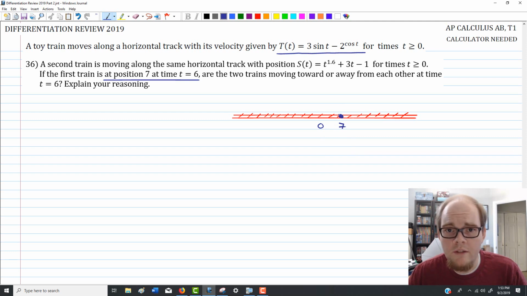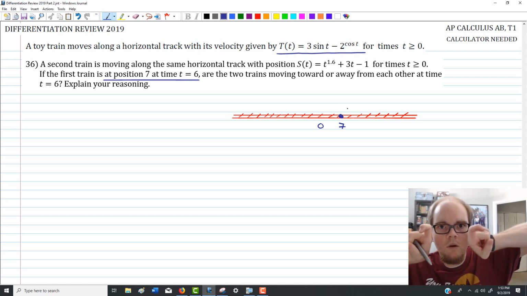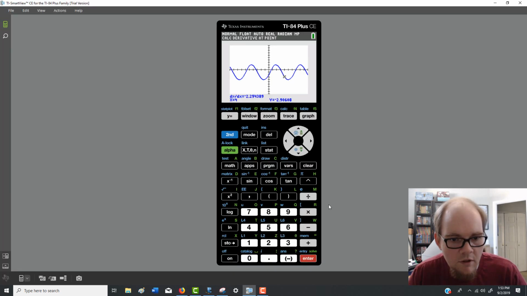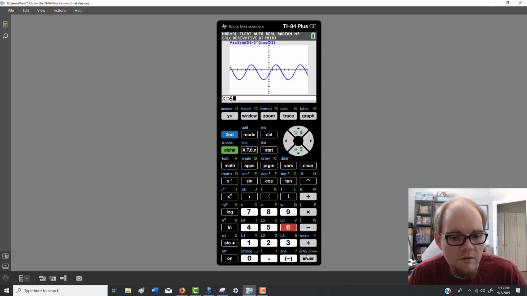Next, we want to figure out what direction that car's traveling, because we're trying to figure out are the two trains going toward each other with imminent danger, or are they going apart from each other in opposite directions? So to do that, we knew that the original position was 7, but we need to figure out what this derivative is at t equals 6. So doing a quick little approximation, or using the calculator to find that for us. Second calc, we'll go option 6.